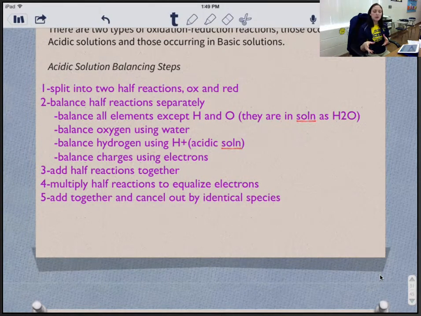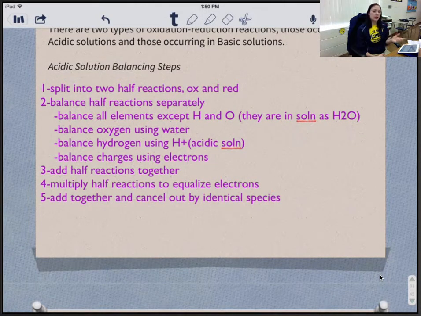The first thing you balance is going to be any element except for H or O, because H or O are in the solution as water, so we can actually add some things dealing with the fact that water is in there with the hydrogen and the oxygen. So you pick any other element that's not hydrogen or oxygen, and you make sure that is balanced on both sides, and that's for both reactions.